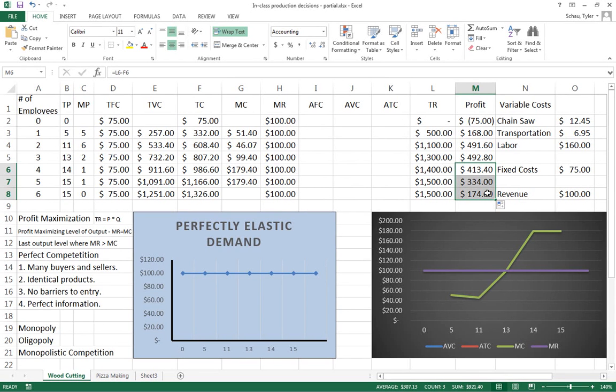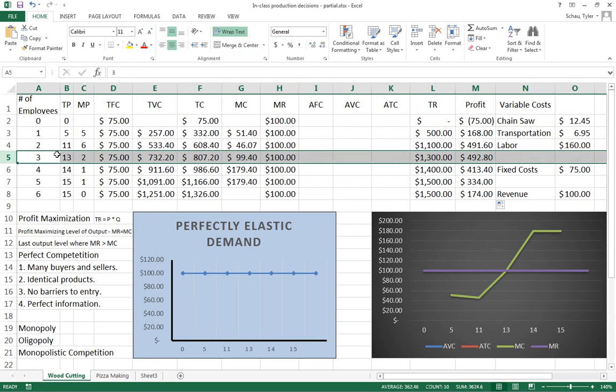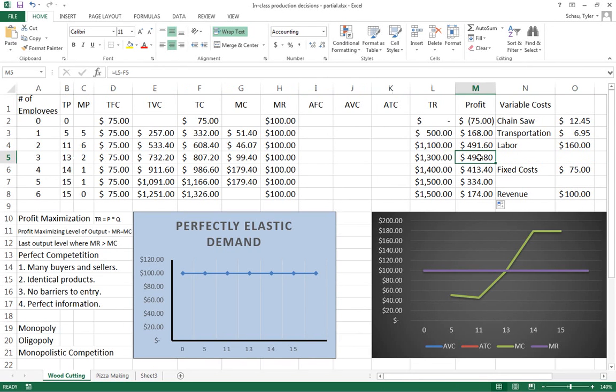So you can see with that profit maximizing level of output, MR equals MC, right here, the rule where marginal revenue is just higher than marginal cost. We're going to hire 3 employees. They're going to produce 13 cords of firewood, and we're going to maximize profits at that point, which is what our goal was.